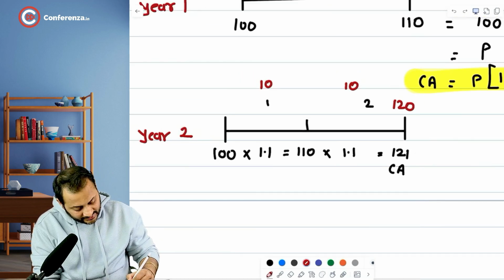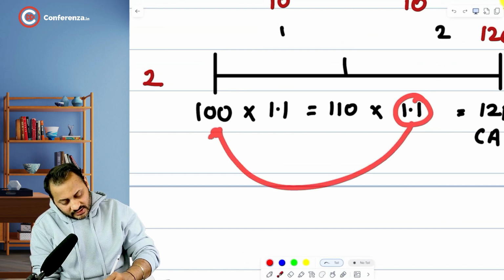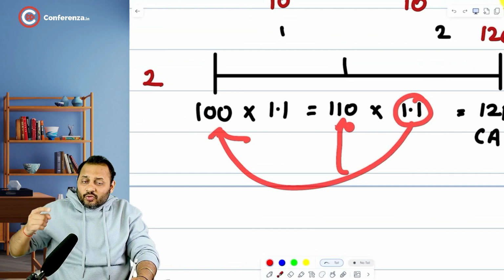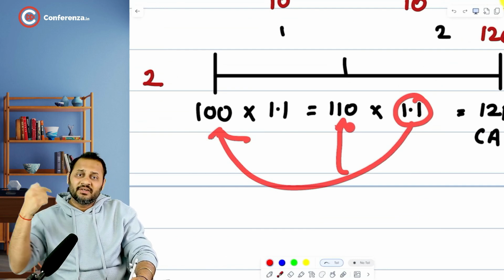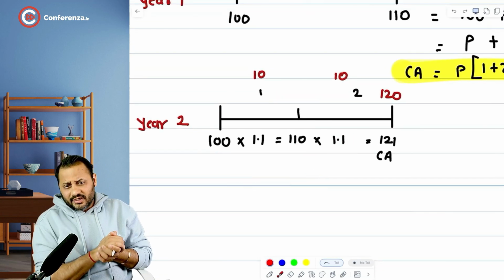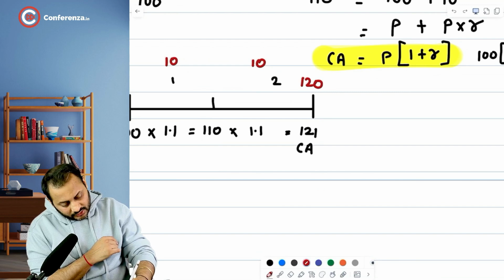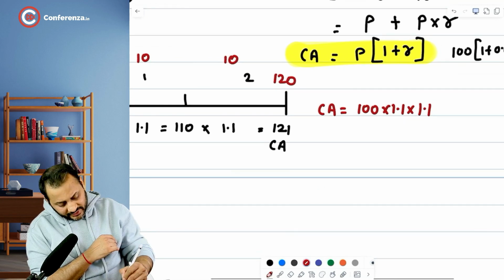What happened in the second year? Just imagine, this 10% was earned by you on this amount and on this 10 rupees as well. So in the second year, you earned interest on interest. And that's when the magic of compounding happens, right? Now, if we want to create a formula for this, it will be compound amount is equal to 100 multiplied by 1.1 multiplied by 1.1. This is what we did.